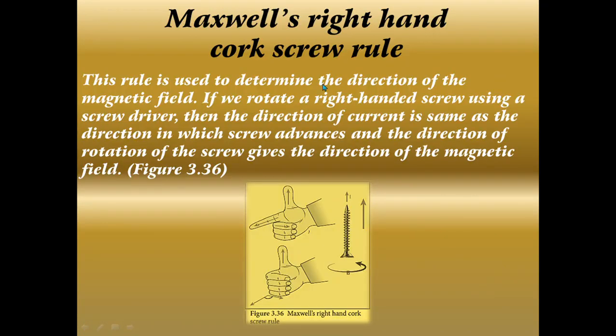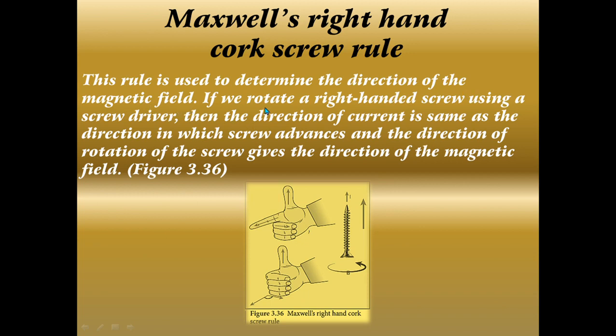The next one is Maxwell's right hand corkscrew rule. This is also an important 2-mark question. This rule is used to determine the direction of the magnetic field. So, this is a very important point. Note it down. This rule is used to determine the direction of the magnetic field.